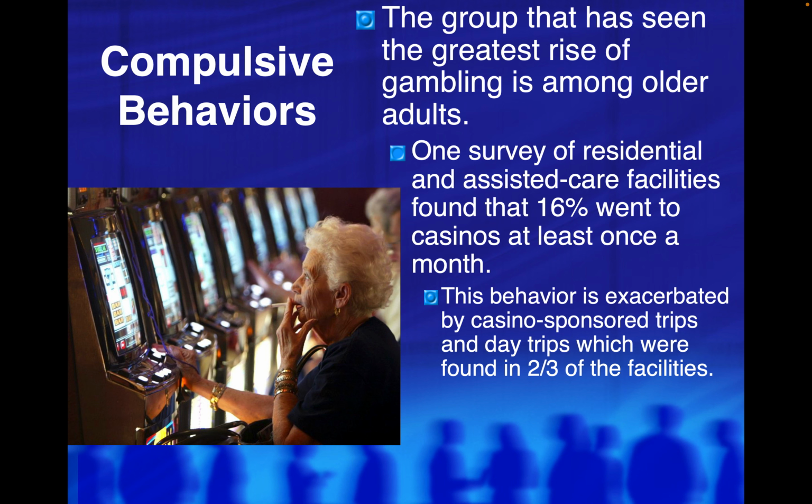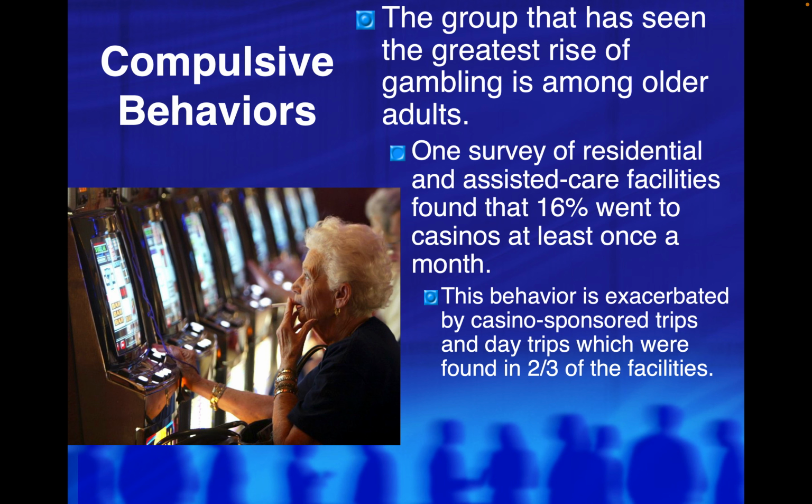The group that has seen the greatest rise of gambling is among older adults. One survey of residential and assisted care facilities found that 16% went to casinos at least once a month. This behavior is exacerbated by casino-sponsored trips and day trips, which were found in 2/3 of the facilities.